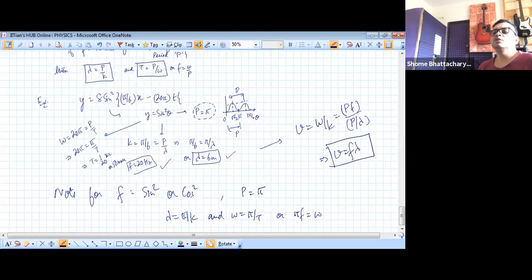So whatever type of periodic function it is, whatever the value of capital P, the fundamental period, is, when we say v is equal to omega by k, the wave speed equals omega by k, that is exactly the same thing as saying that it is frequency into wavelength, or wavelength divided by time period. So these two relations are exactly the same as this relation. So it doesn't make any difference how we interpret it.